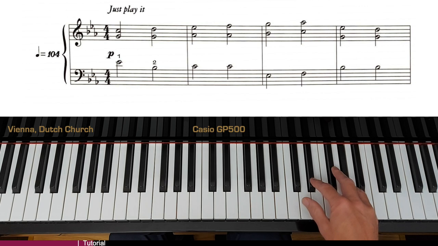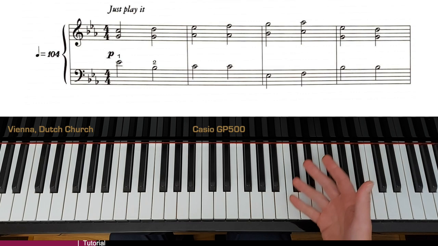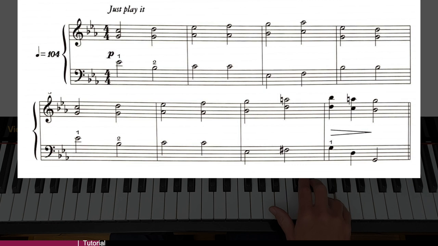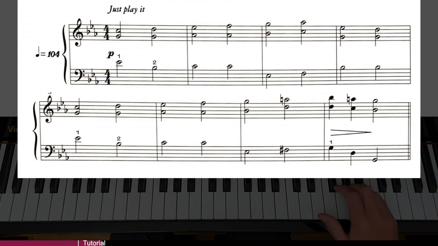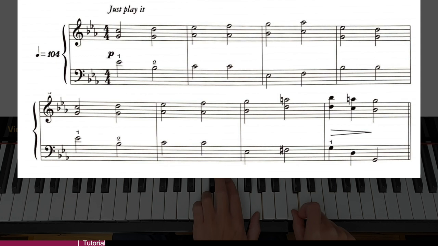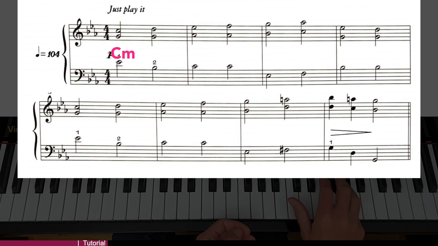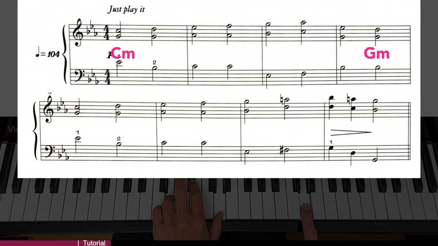That's a phrase, that's a sentence. And he answers it with almost the same thing, with a stray note. We'll come to that in a moment. And at the end of our first phrase, C minor, he ends on chord 5, which is very common. It's called an imperfect cadence.